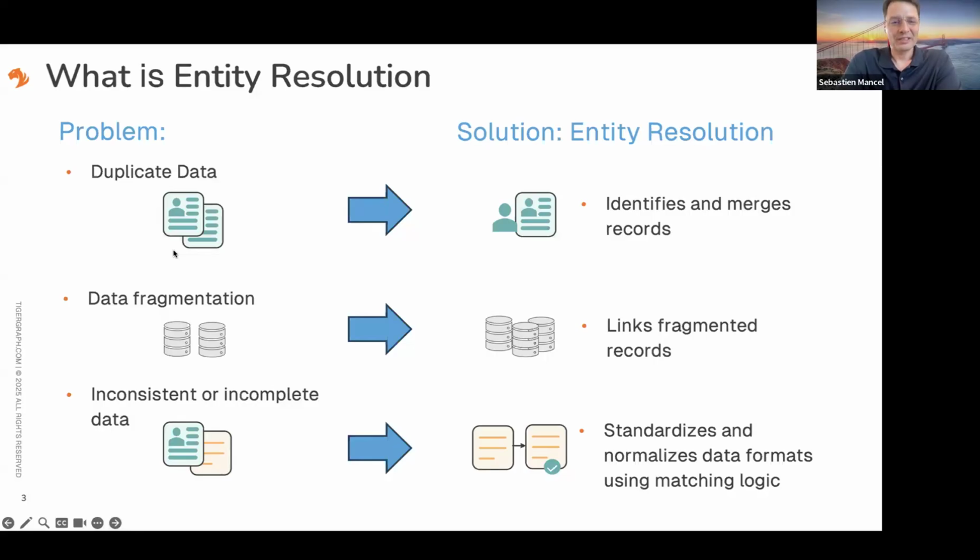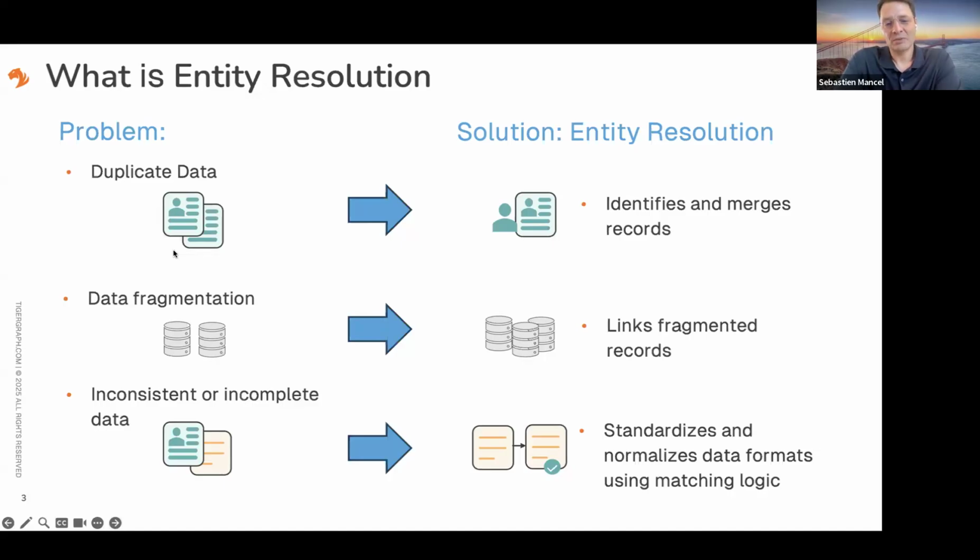Now, why is this important? Well, entity resolution addresses three core data challenges. One is duplicate records, where we have multiple records for the same individual or organization, which creates noise. The second is data fragmentation, where data is siloed in CRM systems, in billing platforms, in support databases, or contains partial information. And the third is inconsistent or incomplete data. And real-world data, we know, is messy. It's hard to accurately match records when there are variations in formatting or errors in the data.